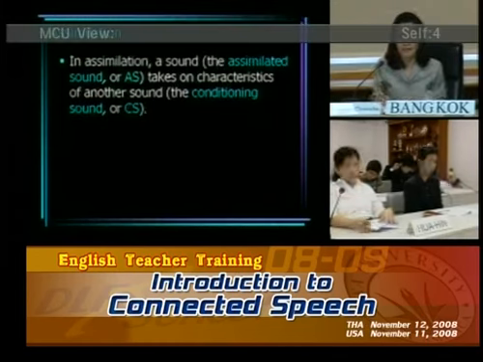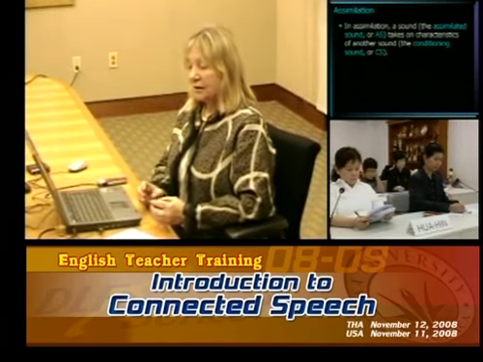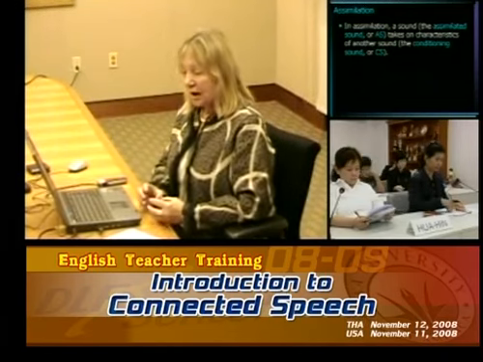Okay, we're going to move on to another type of connected speech, and this particular feature is assimilation, which simply means two sounds taking on characteristics of each other. So we have the first sound, which is the assimilated sound, taking on the characteristics of a second sound, which is the conditioning sound. And we have actually three types of assimilation that can occur in English. The first one is called progressive, where the conditioning sound influences the assimilated sound.